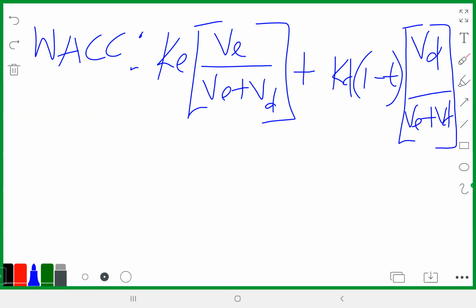This is the simple version of the WACC, the weighted average cost of capital. Now, what do these writings denote? Number one, KE is the cost of equity. Cost of what? Of equity.